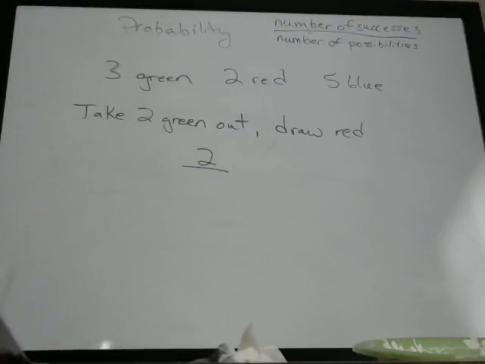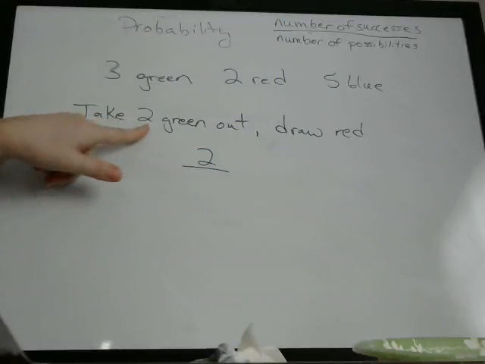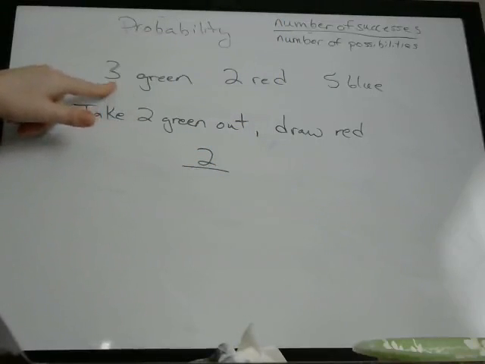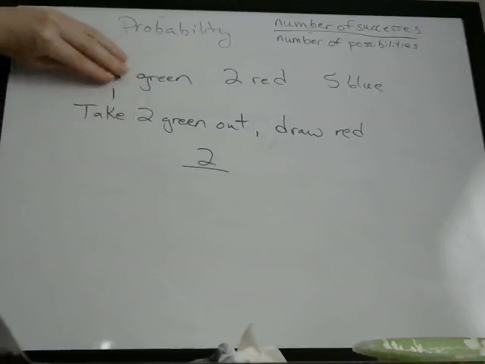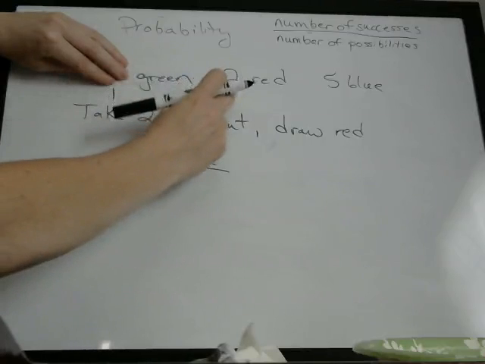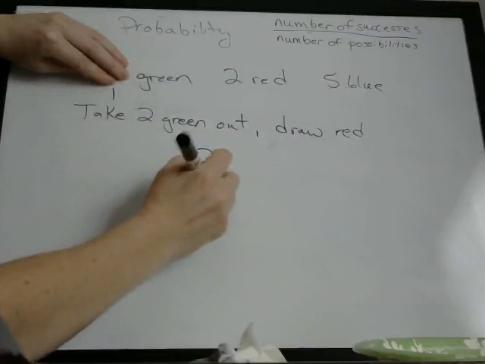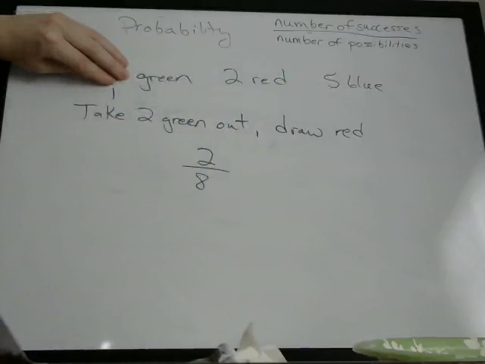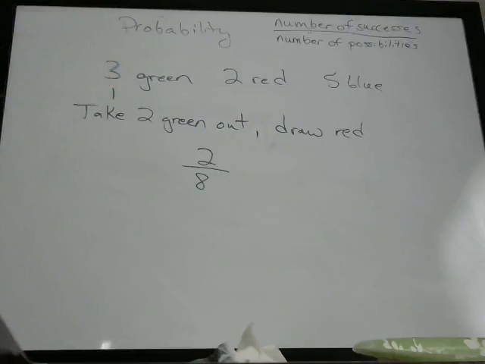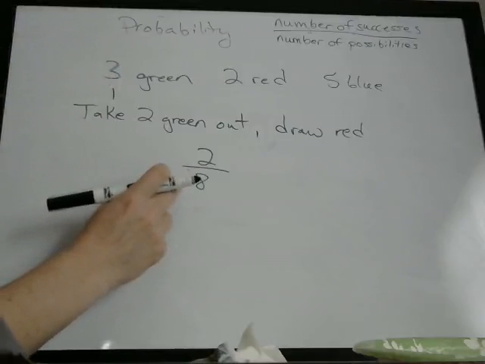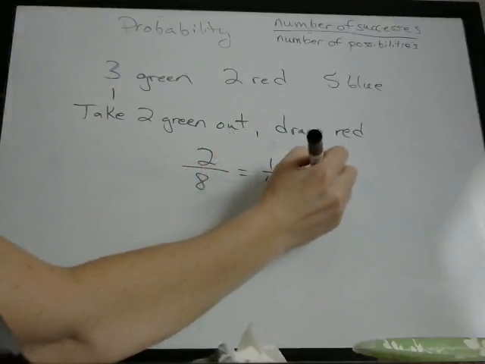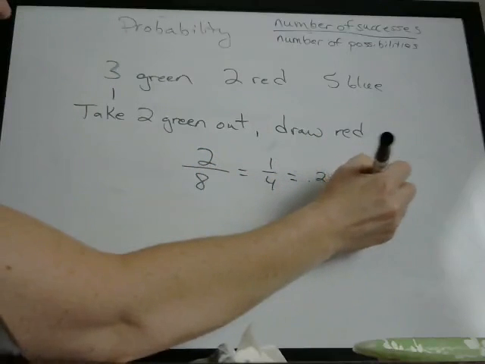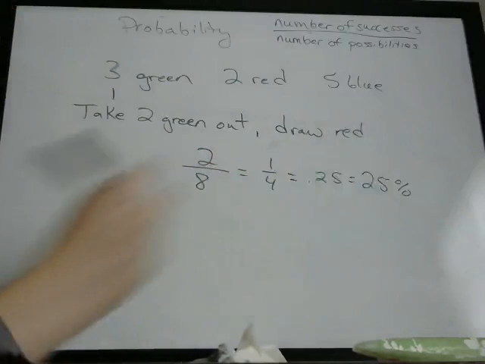What's the number of possibilities? Well, we took 2 green out, so we don't have 3 green anymore. We only have 1 green. So now we only have 1 plus 2 plus 5. We only have 8 total possibilities, not 10 anymore because we took 2 of them out. So now the probability is 2 over 8, which we put into lowest terms, which we can put into a percentage.